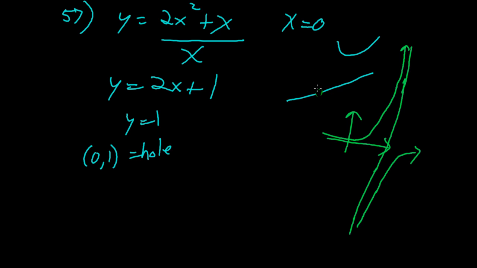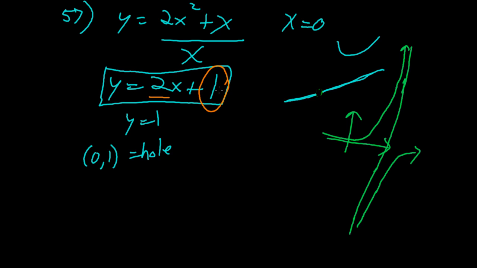That means there's something that looks like this, where the graph goes, stops, and then keeps going as it was going. So what else can we tell from this? We can tell that when we factor out that x, making this a simpler equation, this is just a line with a slope of 2, right? y equals mx plus b is the equation for a line. So we know that this is a line with a hole at (0, 1), a slope of 2, and a y-intercept of 1.